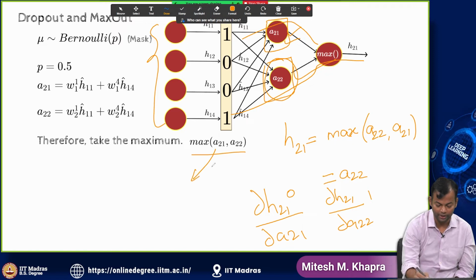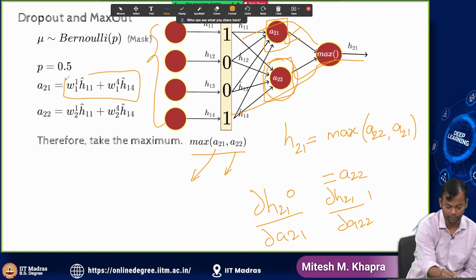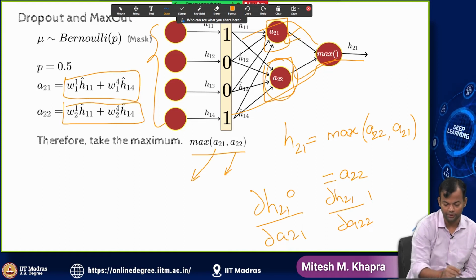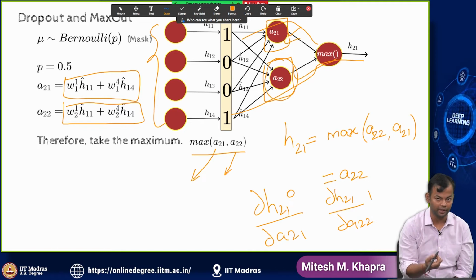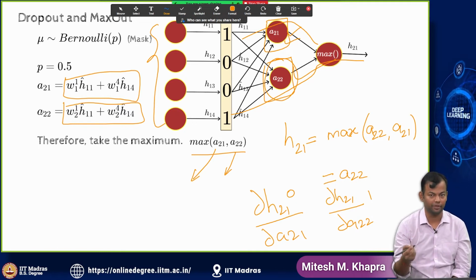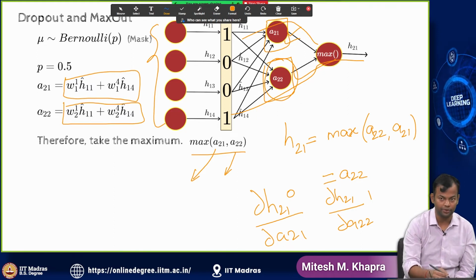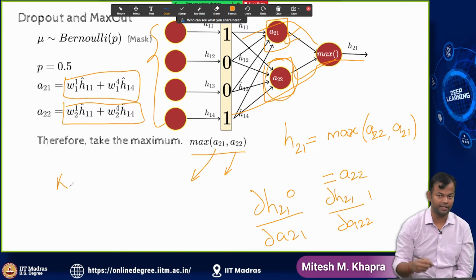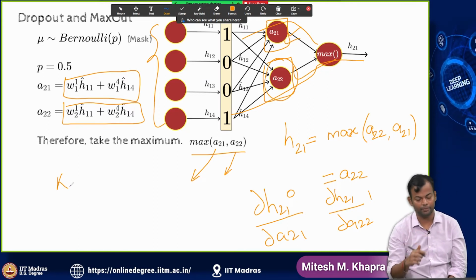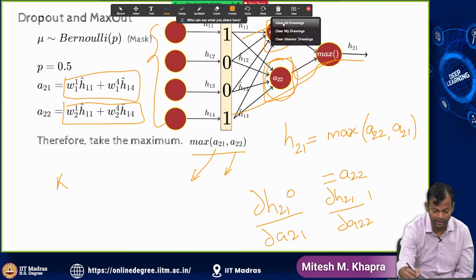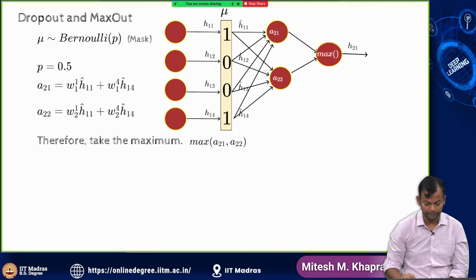Now what was A21? A21 was actually this, and A22 was this. So you can think of these as there are two linear transformations happening here, and you're selecting the max of those linear transformations. And why restrict at 2, right? So you could even have k linear transformations, and you could select the max from that, right? So let's just delve a bit more into this over the next few slides to get this picture clear of what I mean by k linear transformations, right?